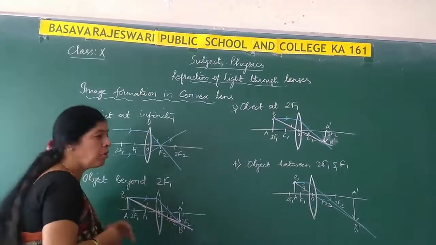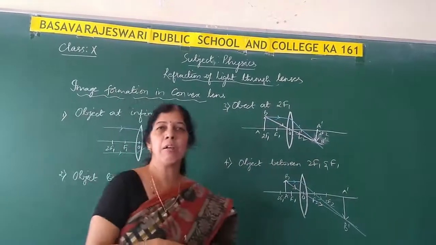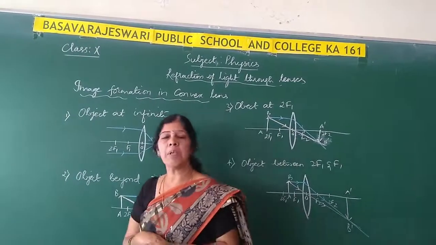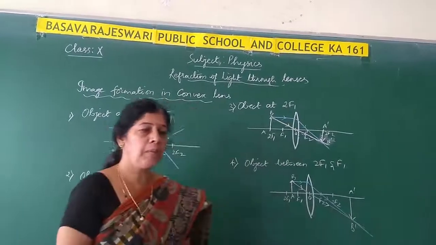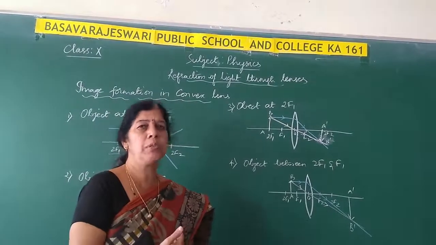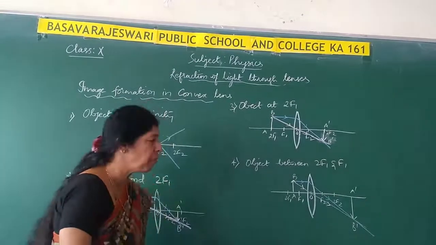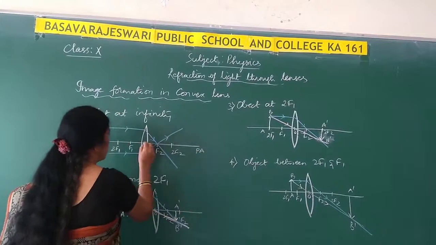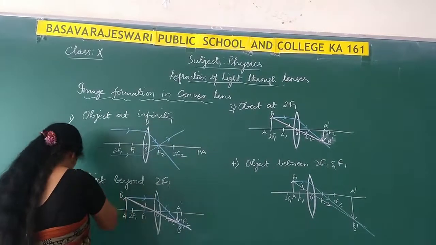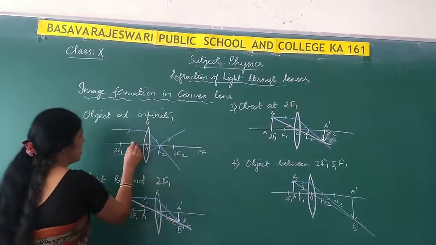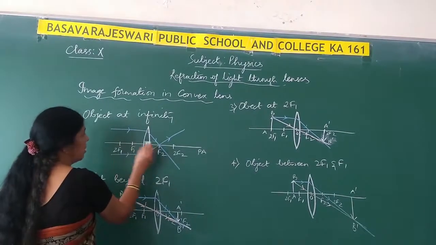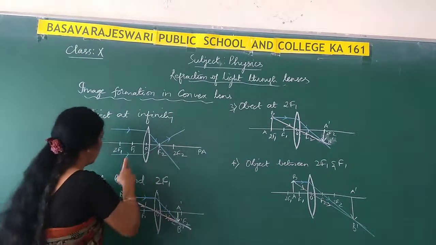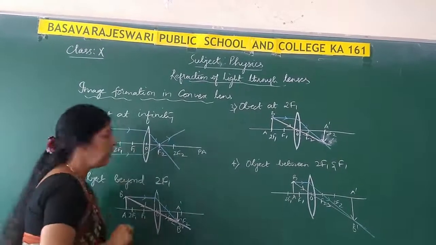Here I have not shown the object because the light rays are coming from the object which is at infinity. In my previous video I told you that whenever you want to construct ray diagrams, you have to mark some of the points. This is the principal axis of the lens. This will be the optic center. This is the first focal point, second focal point, and this will be the center of curvature of the lens. I have named them 2f1 and 2f2.